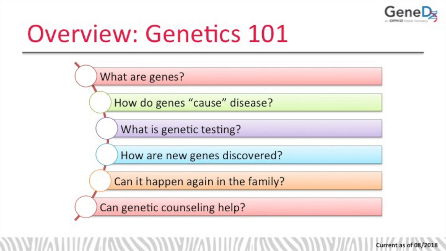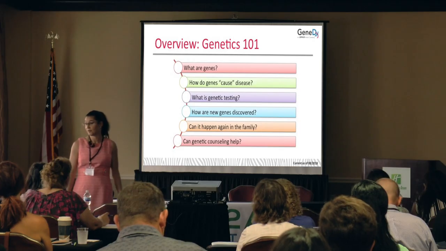Could it happen again in the family? And could genetic counseling be helpful?